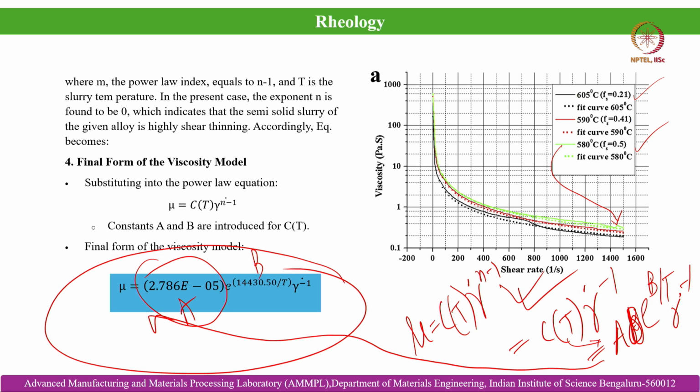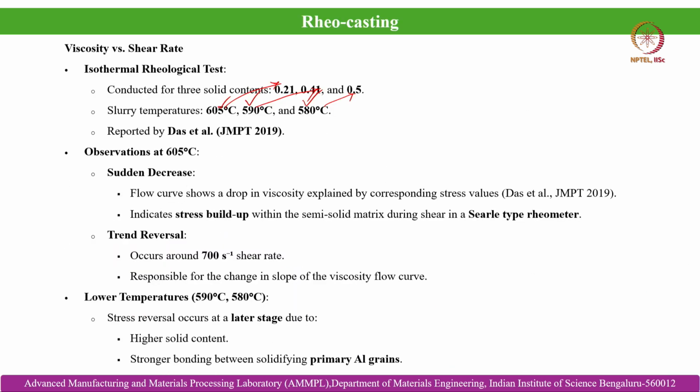So, this is the case of 605 degree centigrade, that means with the minimum solid fraction. You can see there is a sudden change of slope over that region. That means basically it is happening due to the breakage of the solid networks at this shear rate, which has been explained to you before. So, this is basically happening due to microstructural changes within the solidifying melt with the increasing shear force, or the shear rate. This sudden decrease indicates stress build up within the semi solid matrix during shear in a Searle type rheometer.